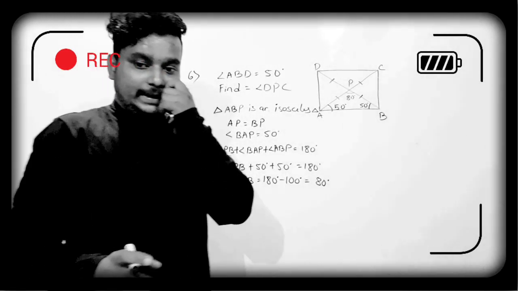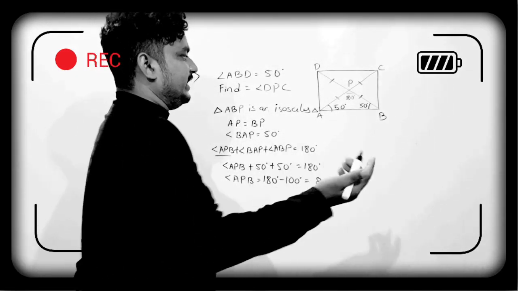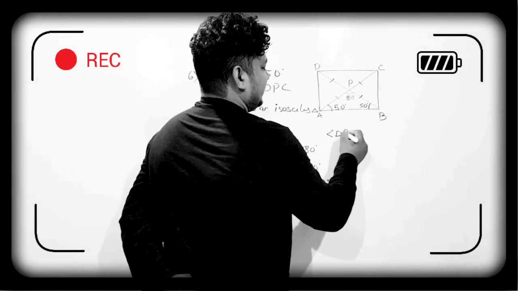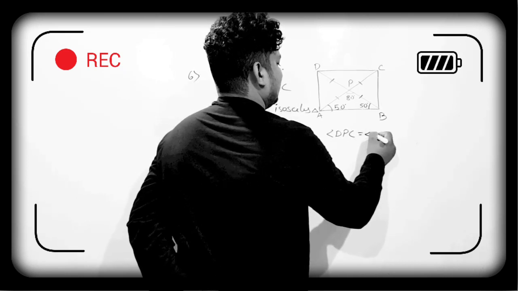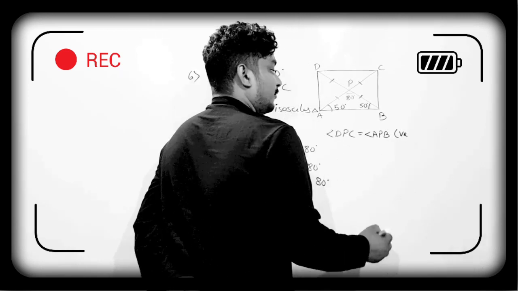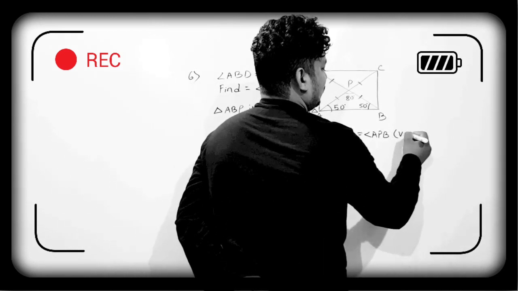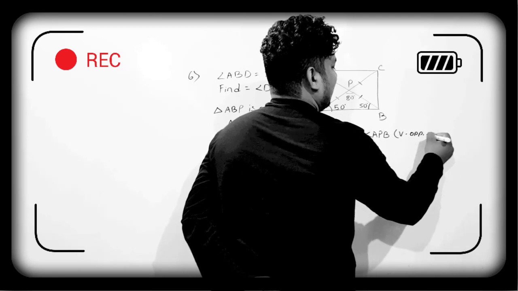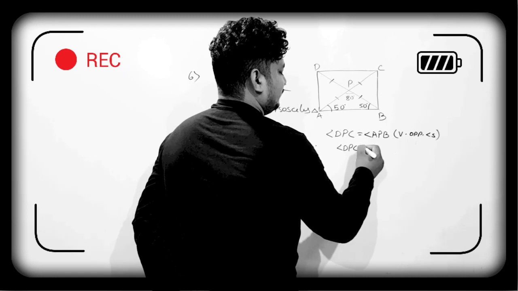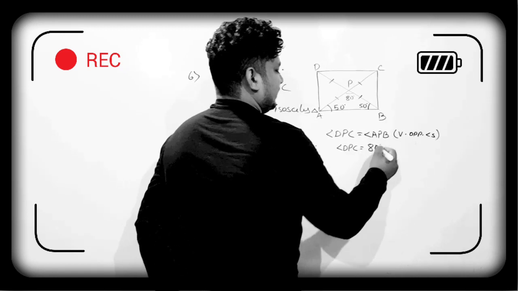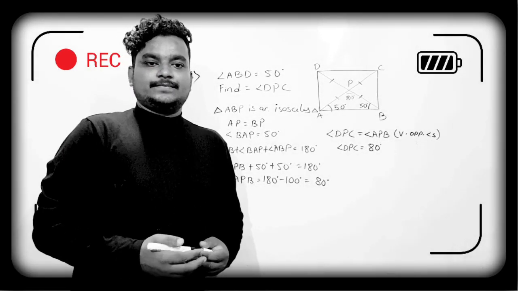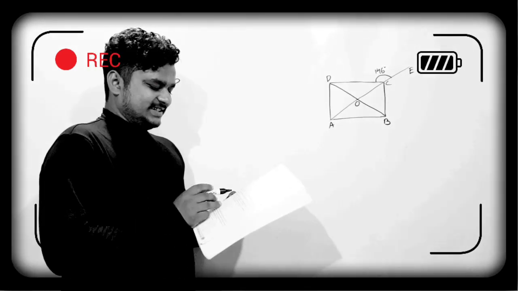Now after getting this angle as 80 degrees, we can say that angle DPC is equal to angle APD. We call these vertically opposite angles. So these two will be equal, so angle DPC will be equal to 80 degrees. So in this order we need to solve question number 6. Now we are coming to question number 7, part B.